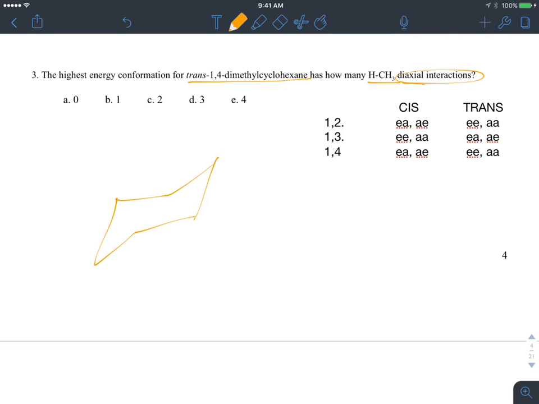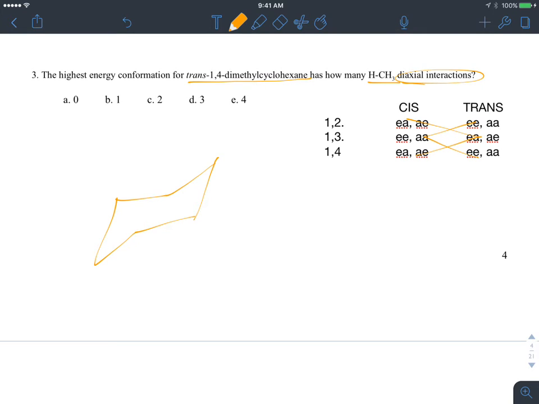And so if you're still having a little bit of trouble with figuring out what is cis and trans in regards to the chair conformation, an easy trick to use is to just memorize this first line. So memorize 1, 2, and know that cis is EA or AE. They're opposites of each other, whereas trans is EE or AA. Now the only thing you have to do after that is know that they zigzag like this.